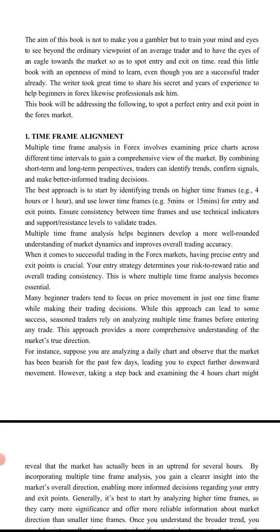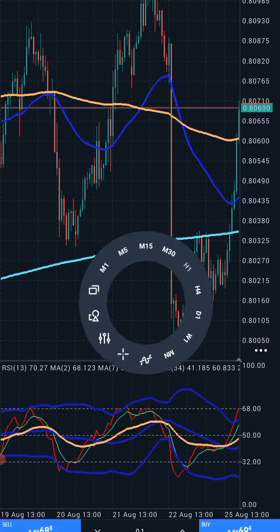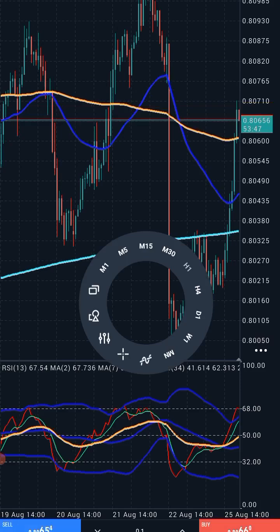Now, the first is time frame alignment. What is alignment first? And what is time frame? In the forex market, we have what we call time frame and we have what we call alignment. Now, I just moved to my MetaTrader.